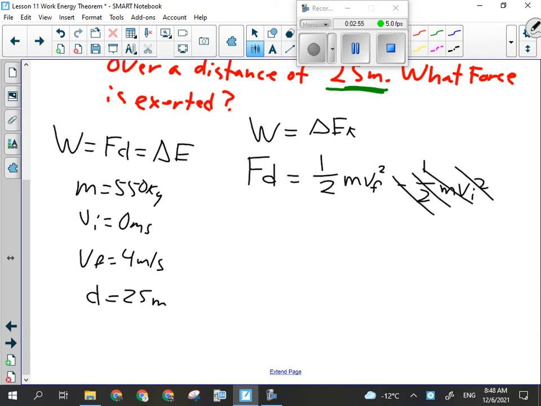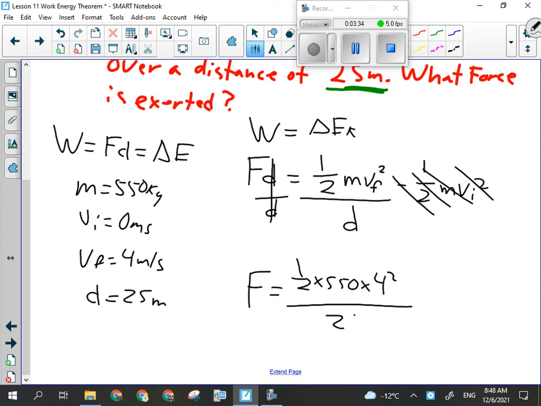All right, so that means force times distance equals 1/2 times mass times the final speed squared. All right, I'm looking for force. How do I get force by itself? Right, divide by distance. Okay, right now I'm multiplying force by distance, so if I want to move something, I do the opposite. Okay, what I do to one side, I do to the other. Now I've got my formula for force. Okay, now I just need to plug in my numbers. So force equals 1/2 times 550 times 4 squared, okay, divided by 25 meters.